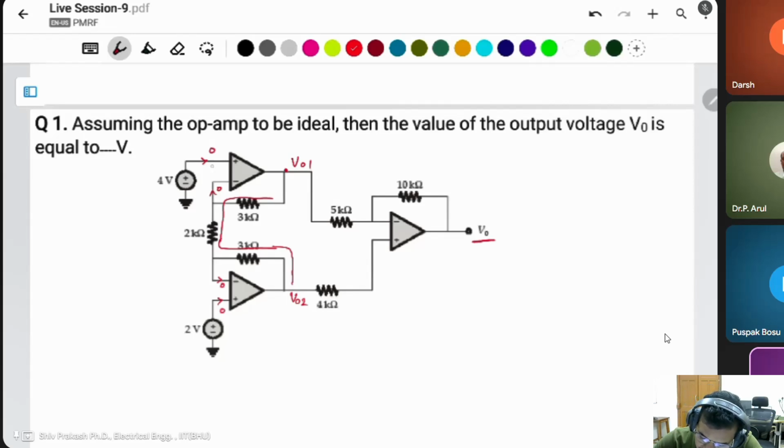Because of the virtual short, the voltage will be the same. This node is the same as 4 volt, and this node voltage is also the same, 2 volt. Then what is the current passing through it? This voltage minus this voltage.